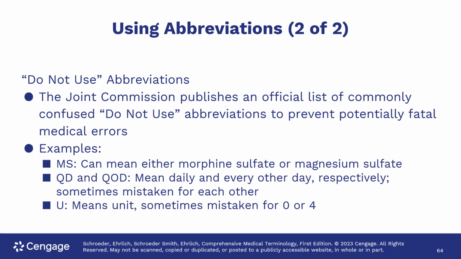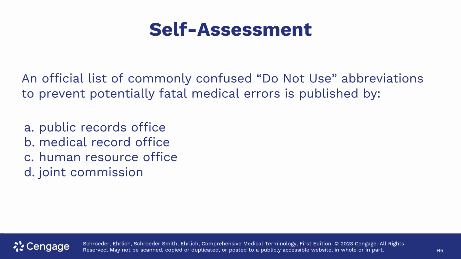Here are some to never ever use. The Joint Commission publishes an official list of commonly confused do-not-use abbreviations to prevent potentially fatal medical errors. MS, QD, and QOD, or U. And that's the reason why they don't ever use them. An official list of commonly confused do-not-use abbreviations is published by, they just said, the Joint Commission. And those are the people that come and inspect your hospital to make sure the standard of care is where it should be.